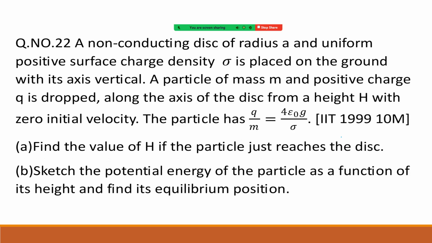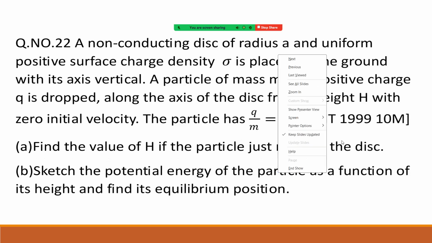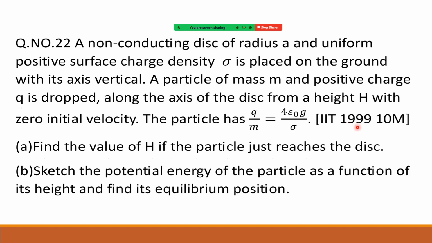This is a previous IIT problem given in 1999 for 10 marks. Let us see once. A non-conducting disk of radius a and uniform positive surface charge density sigma is placed on the ground with its axis vertical.